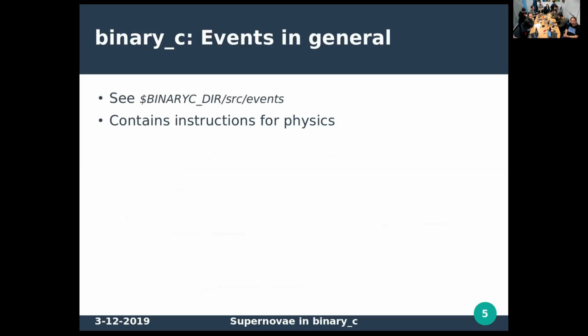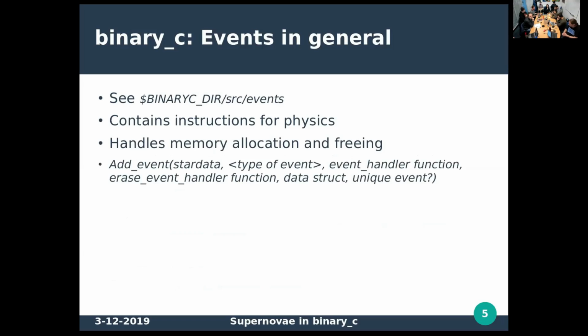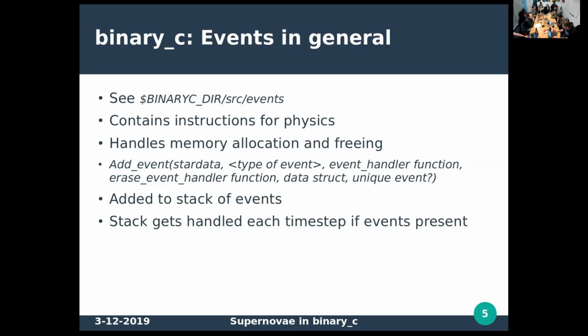In general, these events contain instructions for physics, but also handle all the coding things, allocation of memory and freeing of memory. In the general case, you have an add event, you give the star data or the world data, the type of supernova, and then the event handler function, which is the function in which you define the routine that really does all the physics. Then there's the erase event handler that stops everything and releases all memory, some data, and whether it's a unique event. This gets added to a stack of events, and then this gets handled each time step if there are events.